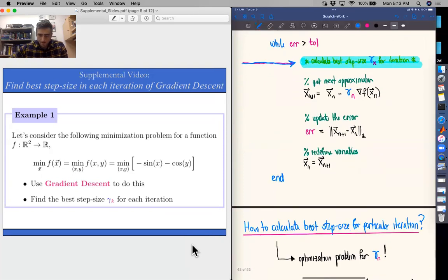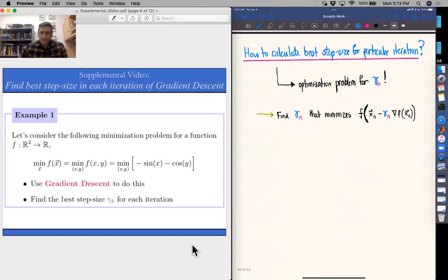So what does this actually look like then? How can we calculate the best step size each time we go through that while loop? We're really asking how we can find a gamma value that minimizes our function even further.